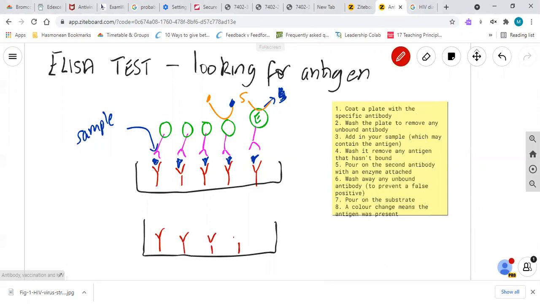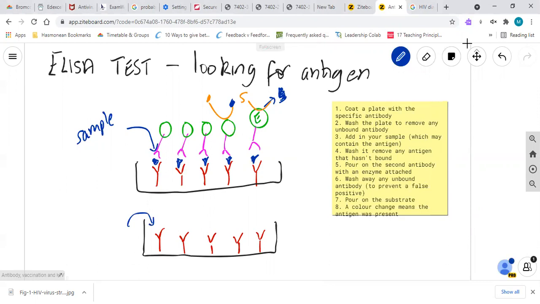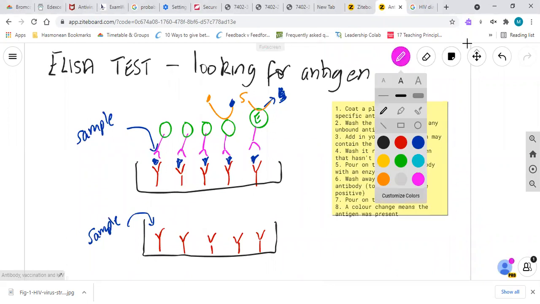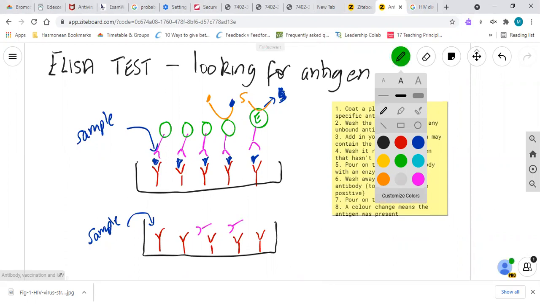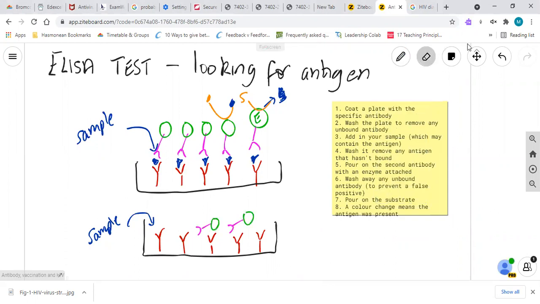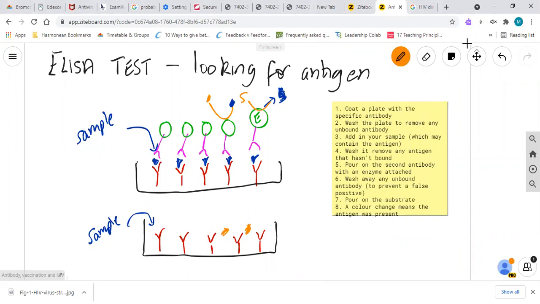Coat the first one with antibody, then wash it. But this time when we pour on the sample, there's nothing there, nothing to stick. So therefore, when we pour on the second antibody, it doesn't actually stick to anything, which is why it's now really important that we wash it away, because this time when we pour on the substrate, it will just stay orange. There's no enzyme to convert it to blue.